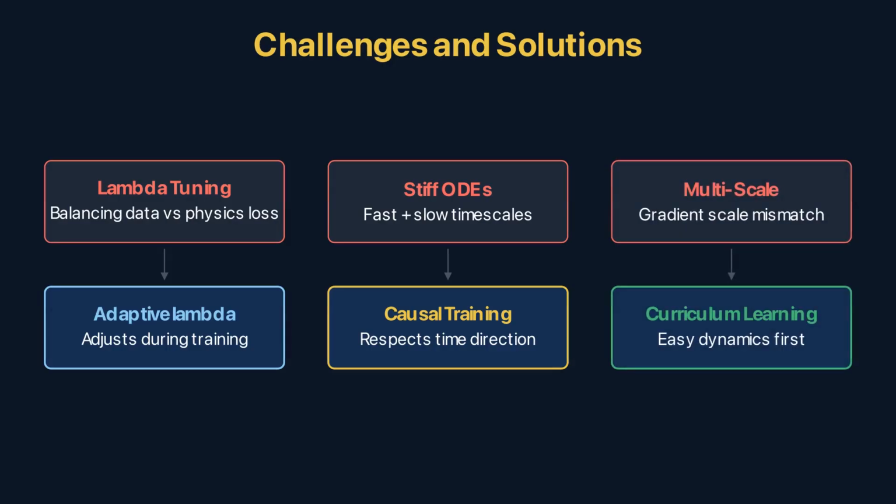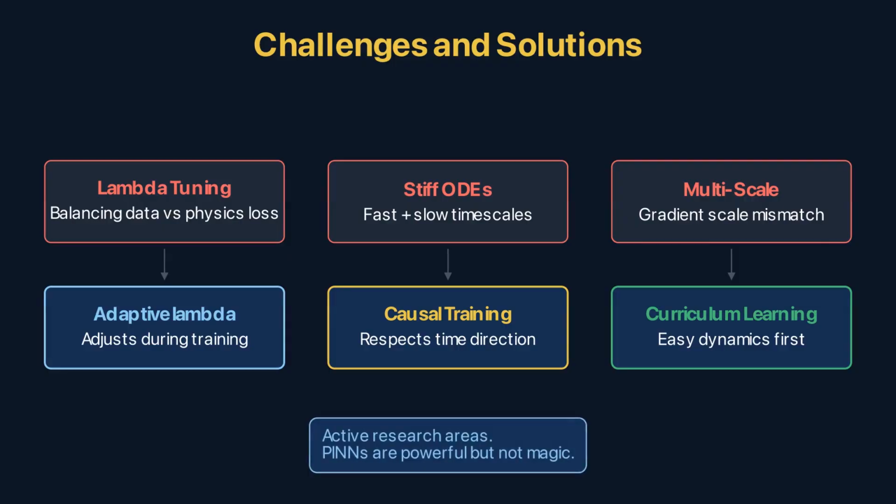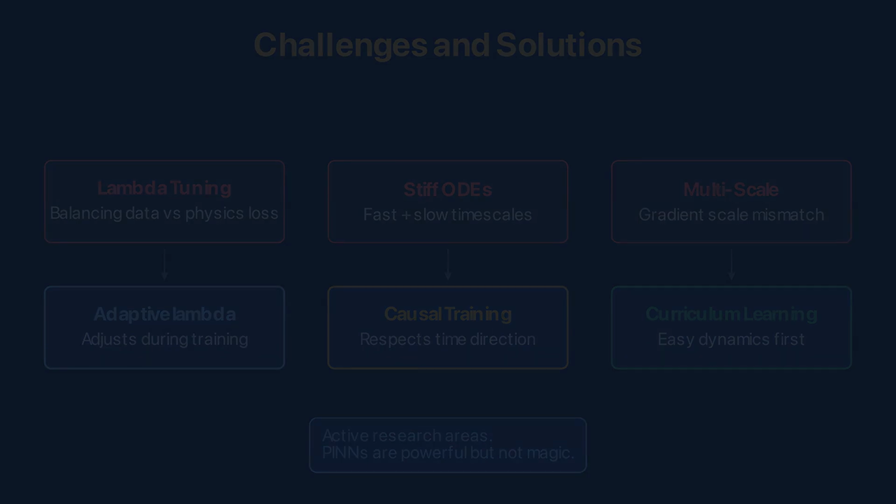Stiff ODEs, systems with fast and slow timescales, cause training instability because the physics loss has gradients on very different scales. Solutions: adaptive lambda that adjusts during training, causal training that respects the time direction, and curriculum learning that starts with easy dynamics and progressively adds complexity. These are active research areas.